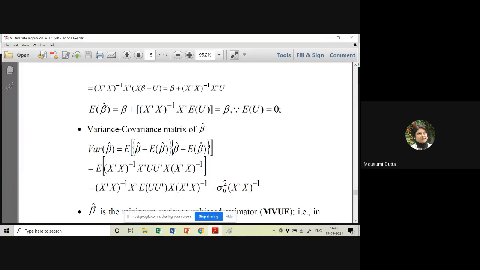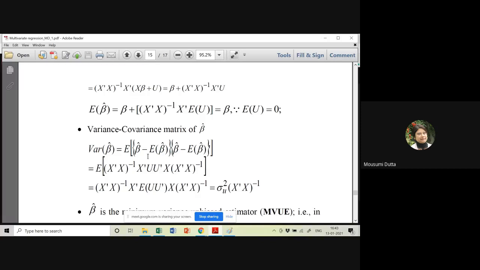Now, before coming to the proof related to minimum variance, first we need to calculate the variance of beta hat. To do that, I have to calculate the variance-covariance matrix of beta hat, where along the diagonal we will get the variances, and the off-diagonal terms will give us the covariances.